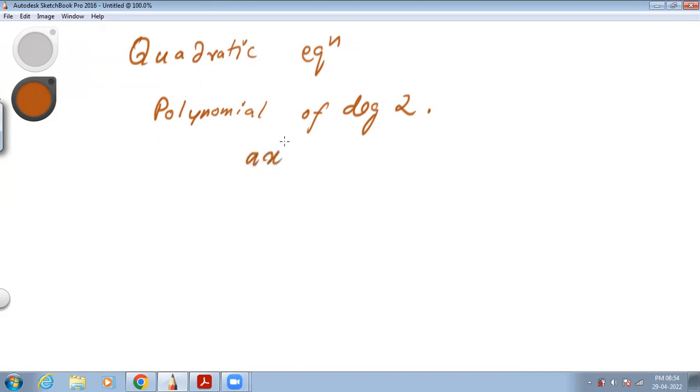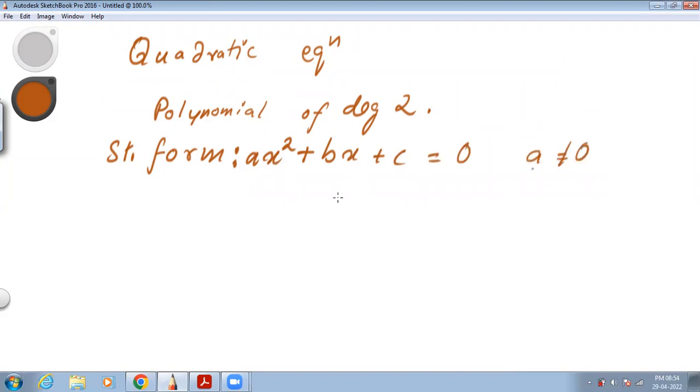A quadratic equation can be written in a standard form. This is known as the standard form: ax squared plus bx plus c equals 0. The main reason why a cannot be equal to 0 is that if a becomes 0, then this will just be bx plus c equals 0, and so this is not a quadratic polynomial. This becomes a linear equation actually. So that's the reason why. Now this is the standard form of it, and you must know the standard form.